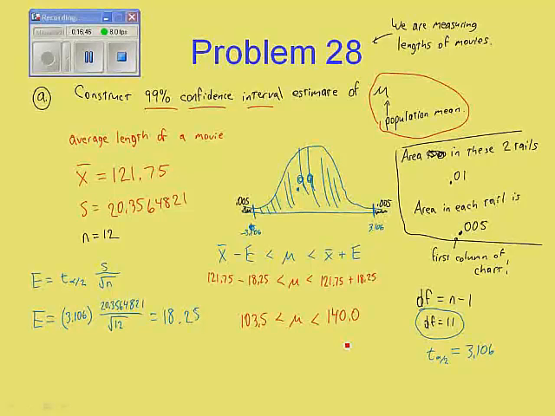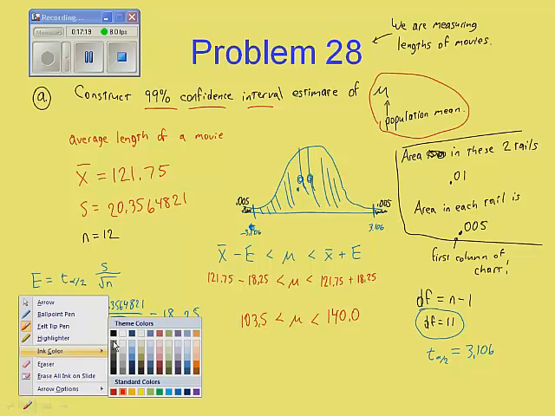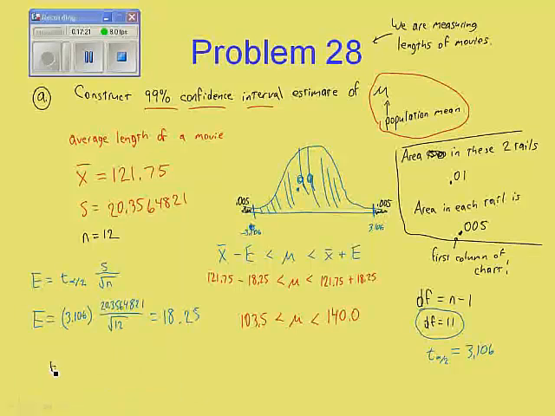I'm 99% sure that the average length of a movie is between those values. And the manager might say that's no good. That's too wide a range. But what can the manager do now? How do we do part B? No, seriously, how are we going to do part B?